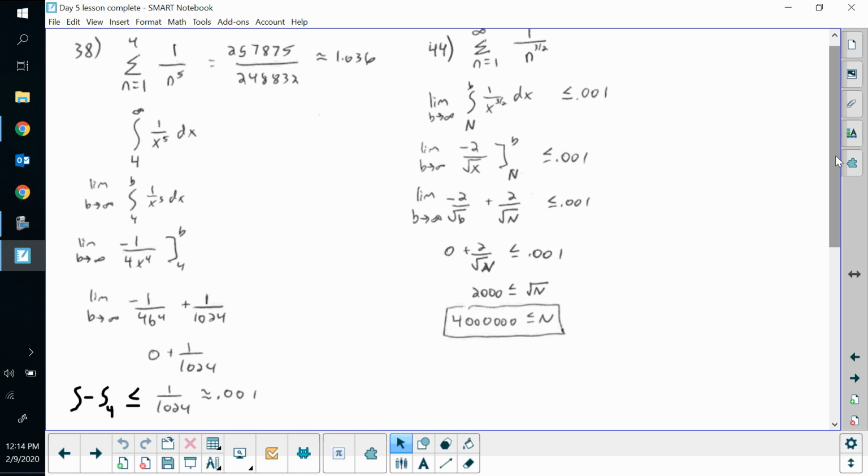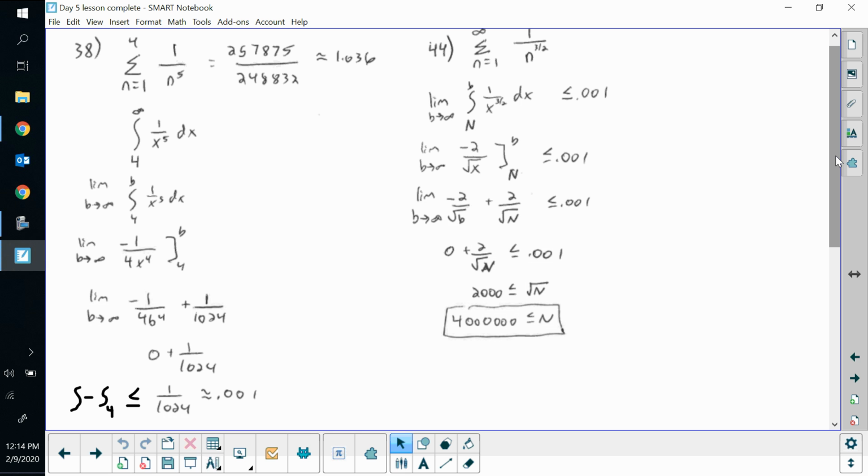So we first wanted to find our partial sum of the first four terms. That's where that fraction or the 1.036 comes from. Then we wanted to see what our error or our remainder was. So we do our integral from 4 to infinity. When you go through and do that, you get 1 over 1024, which is approximately 0.001.